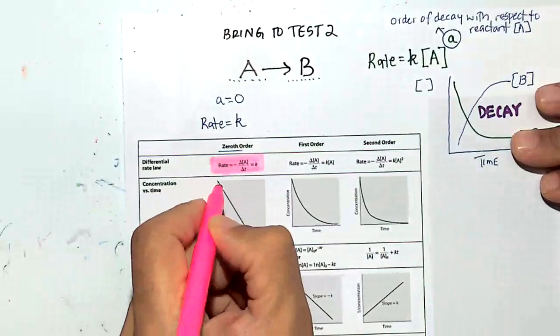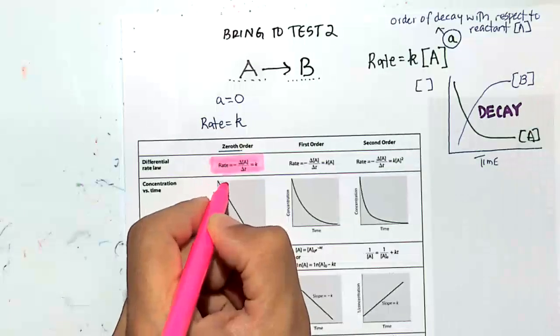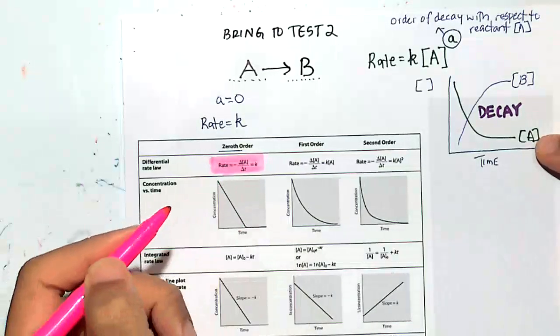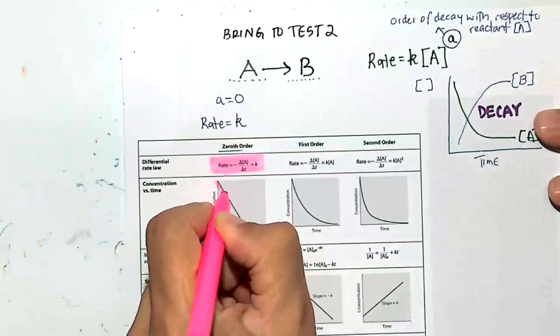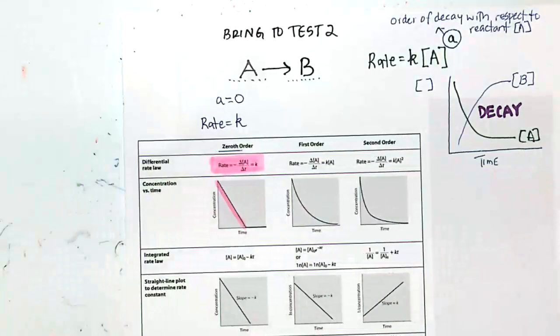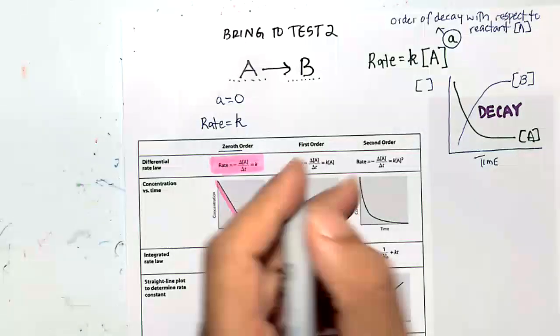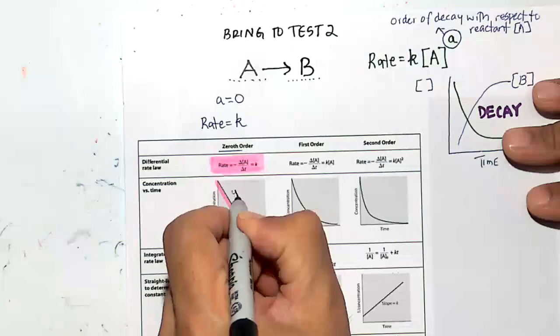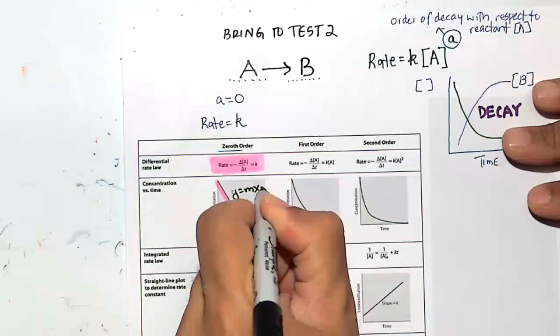And so if we plot concentration over time, if A decays with zero order, it's not going to look like this, but it's going to look like a straight line. And straight lines, I'd like to convince you, are nice because it's a nice formula. Y equals mx plus b.